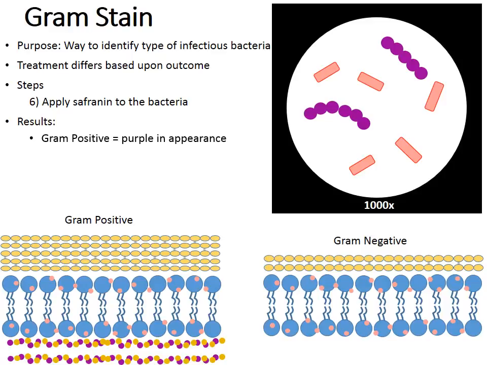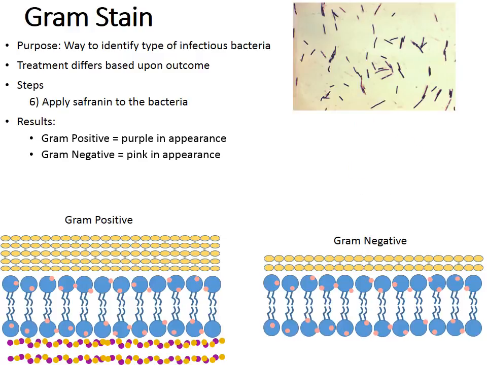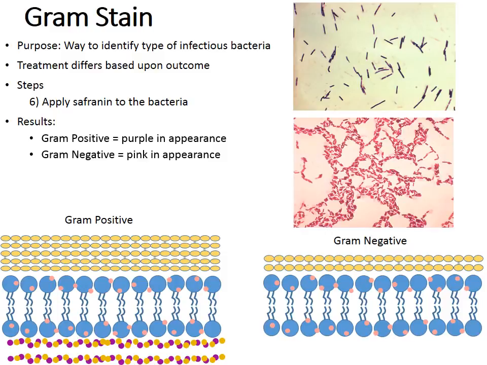And notice how the gram-negative bacteria, because they lost their crystal violet dye and they only have the pinkish safranin, would appear pink in color underneath the microscope. So here are some actual pictures of gram-positive bacteria, notice the dark purple color, and some pictures of gram-negative bacteria, notice the reddish pinkish color.